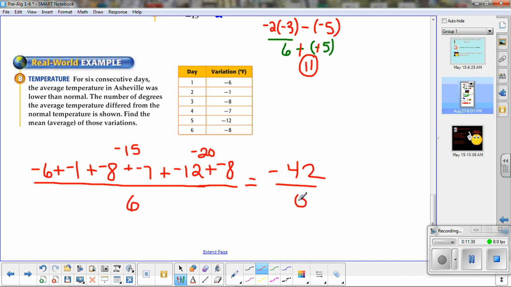Divided by 6. Since you have one positive and one negative, the answer is going to be negative, or bad things happening to good people is bad. 42 divided by 6 is 7. So the average is -7, or -7 degrees Fahrenheit.